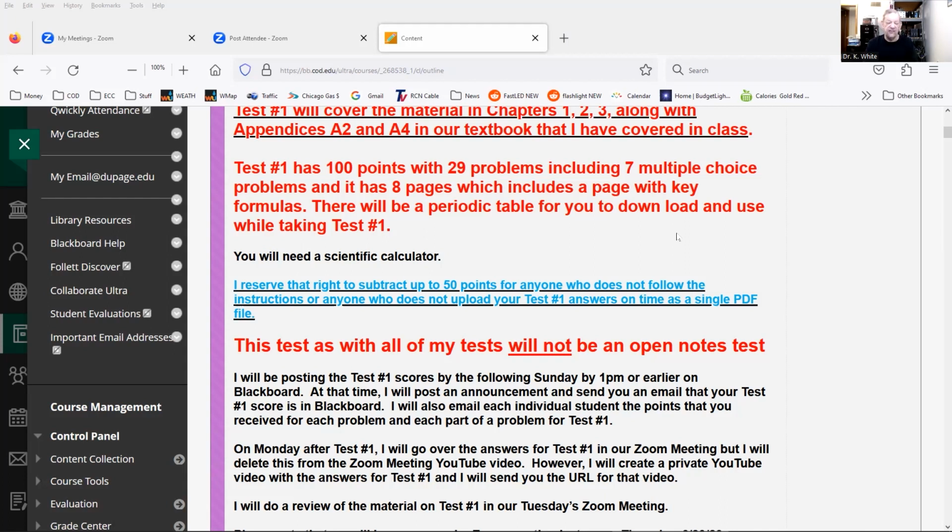Now, this test and all my tests will not be open notes. That means you don't go on the internet, you don't look in your book, and you don't ask anybody.